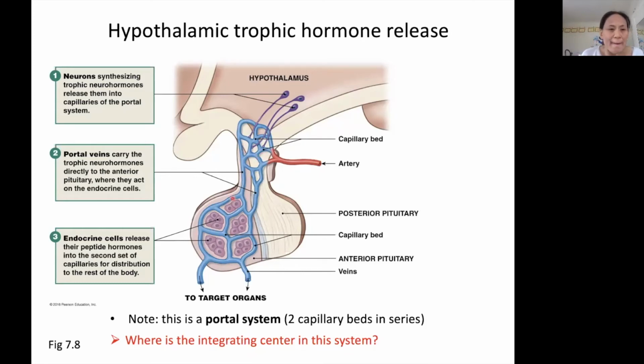Okay, all right, and now I want to pose this question to you. Where is the integrating center in this system? So take a look at this diagram. Try to see if you can figure out where the integrating center is. Go ahead and pause and figure that out.